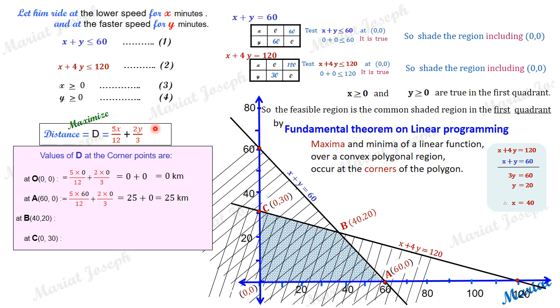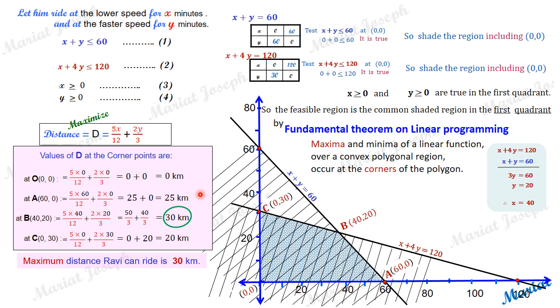At 40, 20, the distance is 5 into 40 by 12 plus 2 into 20 by 3, which is equal to 50 by 3 plus 40 by 3, that is 90 by 3, that is 30 kilometer. Now 0, 30 gives the total distance covered as only 20 kilometers. Comparing these distances at these vertices, we notice that 30 kilometer is the maximum which he can ride.